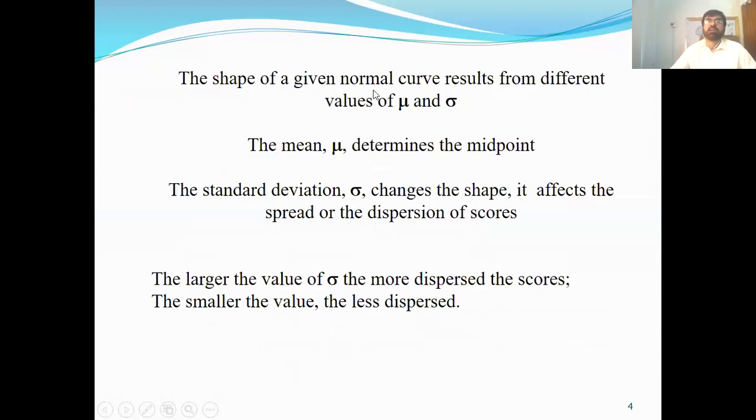The shape of a given normal curve results from different values of mu and sigma. Mu is the mean of the population, and sigma is the standard deviation of the population. The mean mu determines the midpoint, and the standard deviation changes the shape. It affects the spread or the dispersion of the scores. With a larger value of sigma, there is more dispersion or more spread. If it is a narrow curve with a smaller value, the values are closer together. The larger the value of sigma, the more dispersed the scores. The smaller the value, the less dispersed the scores.